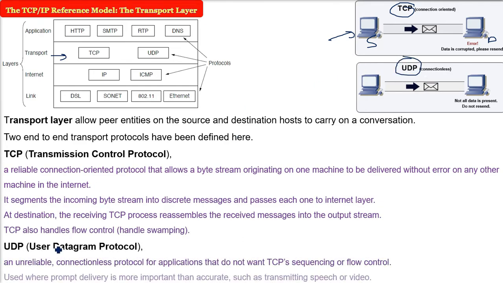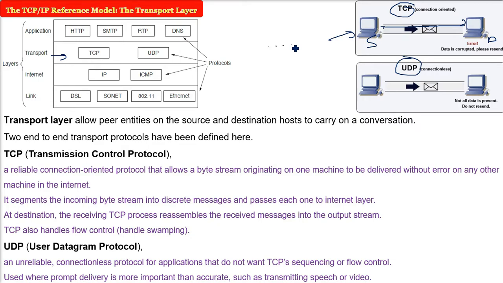So what is the difference? TCP is a reliable, connection-oriented protocol. That is, when you are using TCP, you have to establish a proper connection. Only then can the byte stream be sent and received. So from one machine to another machine, there has to be a connection. That is why we call it reliable. Reliable because every time you are getting the acknowledgement.